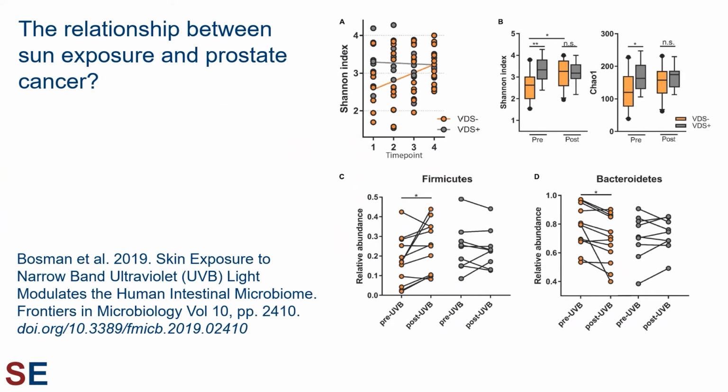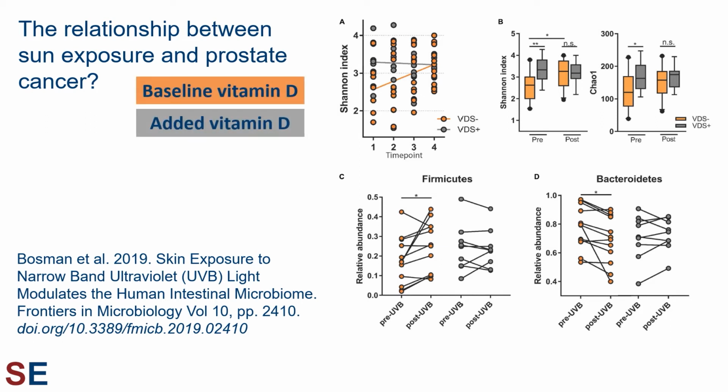A possible explanation for the relationship between sun exposure and prostate cancer was described in this paper from the journal Frontiers in Microbiology. In this study, they took individuals and either gave them vitamin D supplements or not. Data for the non-vitamin D supplemented individuals is indicated in orange, and data for the vitamin D supplemented individuals is indicated in gray. The metabolism and physiology of vitamin D is known to be influenced by the UV radiation a person receives. They then measured various aspects of their subjects' intestinal microbiome before and after treatment with UV radiation.